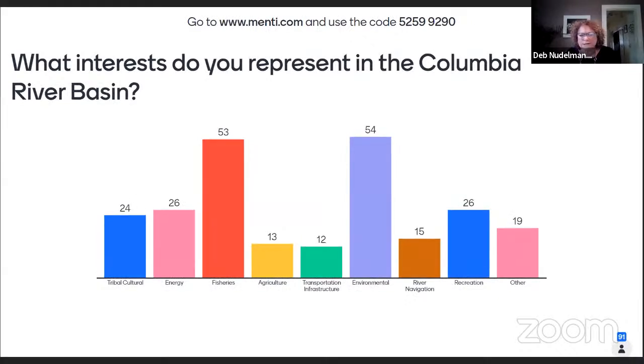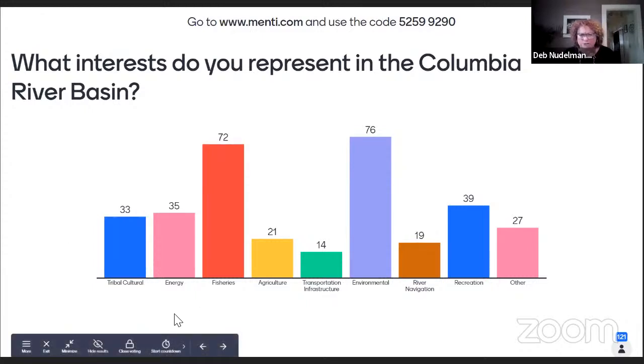Okay, great cross-section of interests and lots of diversity of interests. We have greater numbers in fisheries and environmental, and plenty of representation from tribal culture, energy, recreation. Then we see plenty of energy again is popping up, agriculture, transportation infrastructure, river navigation. What a great cross-section. Thank you, everybody.